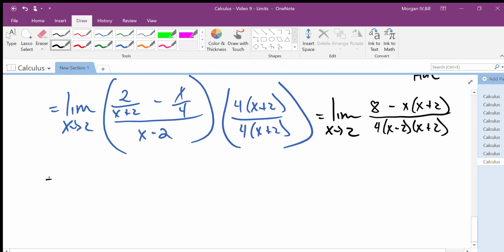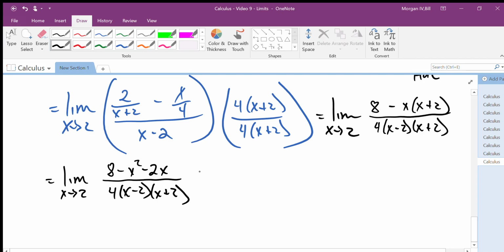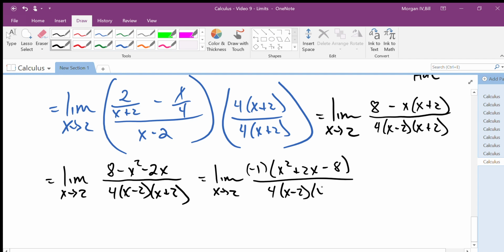This is the limit as x approaches 2 of 8 minus x squared minus 2x over 4 times x minus 2 times x plus 2. That's the limit as x approaches 2 of negative x squared. I'm going to factor out a negative 1 here because I don't like my x squared term to be negative. So x squared, that makes it a positive 2x since it was a negative 2x, and a minus 8 since it was positive 8, over 4 times x minus 2 times x plus 2.